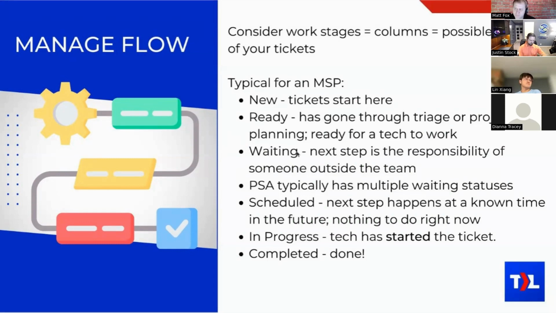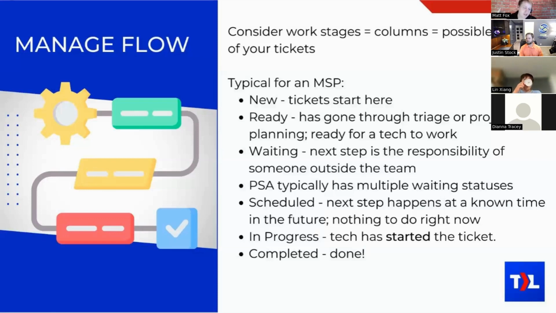Waiting would be where the next step on the ticket is the responsibility of somebody outside of the team, typically the customer, but it could also be a vendor or whatever. It could be the postal service delivering something. Basically, it's not waiting for your team at all. Typically, in your PSA you'll have multiple different waiting statuses. Another one is scheduled. That means the next step happens at a known time in the future. Right now, there's nothing to do. Then there's in progress, and that means a technician has started the ticket, and finally, obviously, completed.